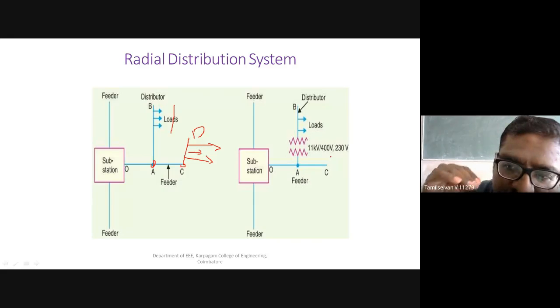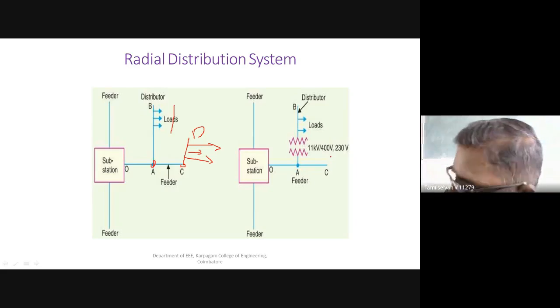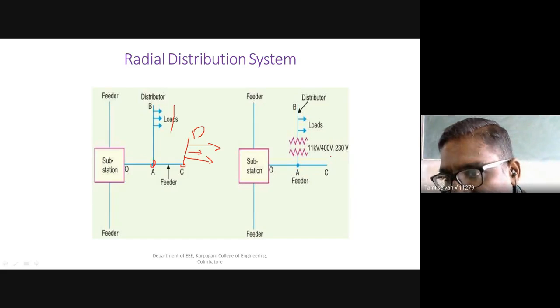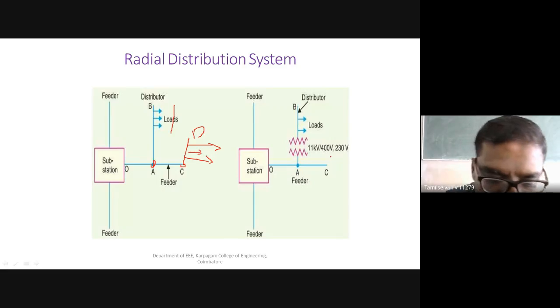Step down from 11 kV to either 400 volts or often 230 volts. Remember, that transformer will be stepping the voltage to the value needed at that local point.